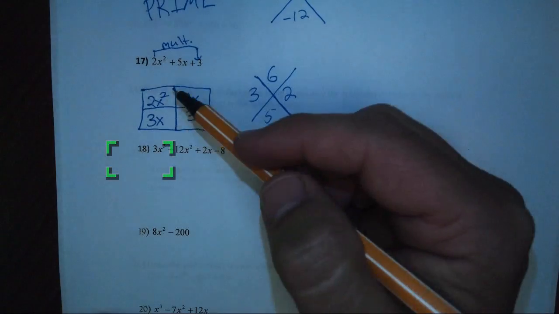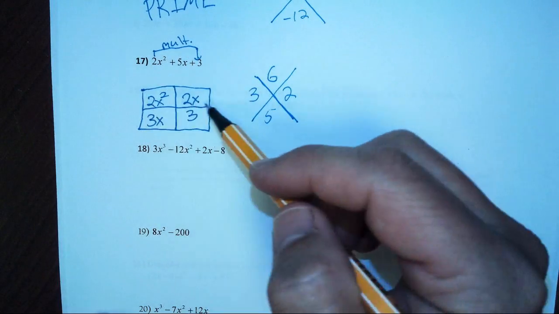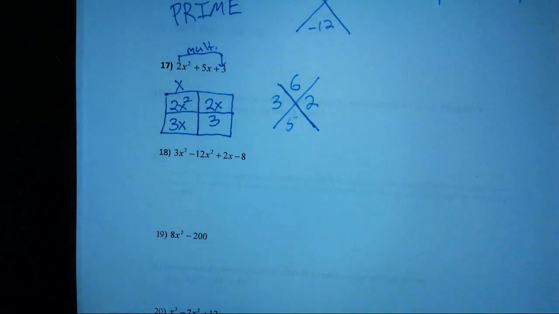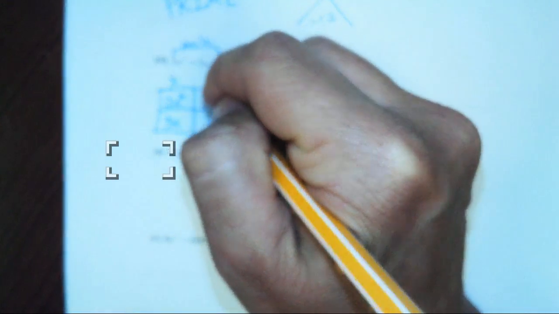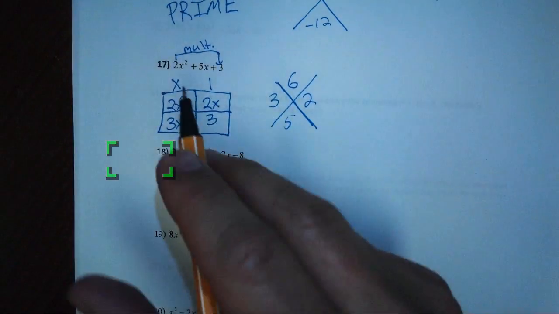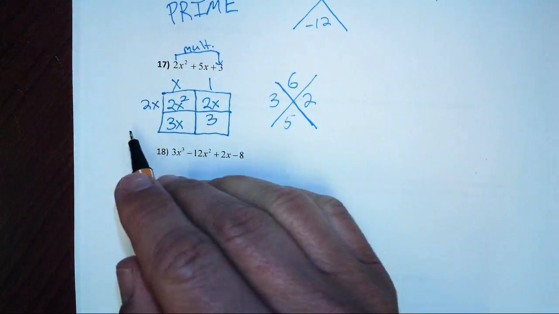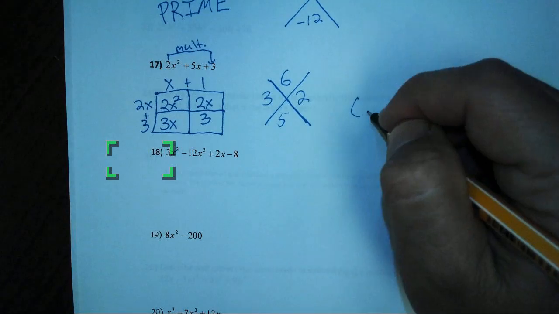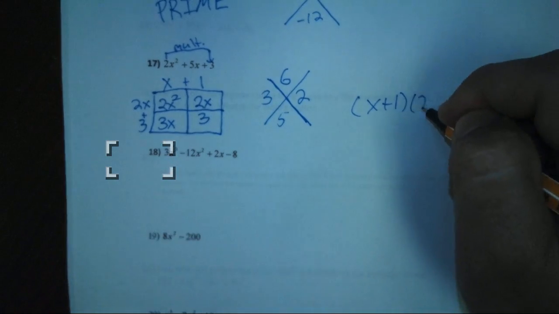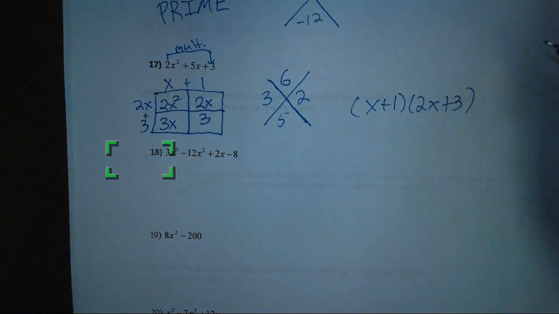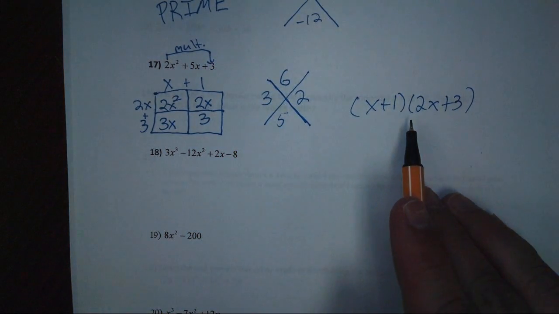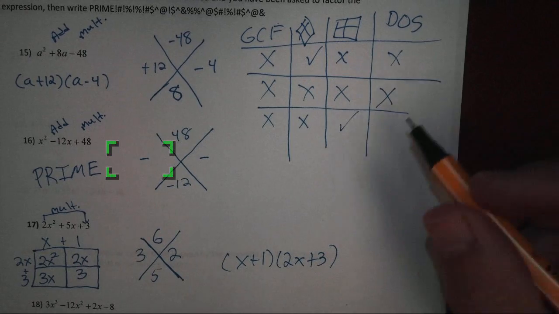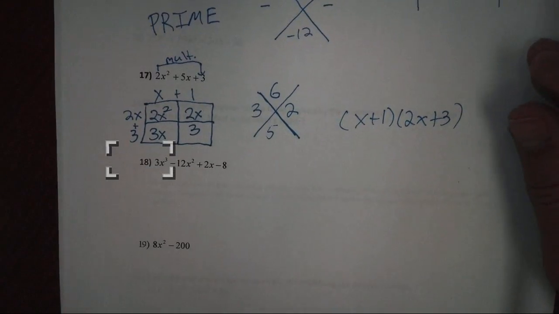Now comes the last step. We're going to pull out the GCF of each column and each row. So of this column, the GCF is an x. Of this column, the GCF is a 1. Of this row, we have a 2x. And of this row, we have a 3. And we have our answer. X plus 1 times 2x plus 3. Box diamond is done. I still go back and look. There's no difference of squares for this. So I've checked off all list on here.